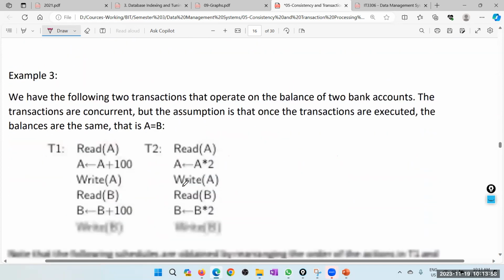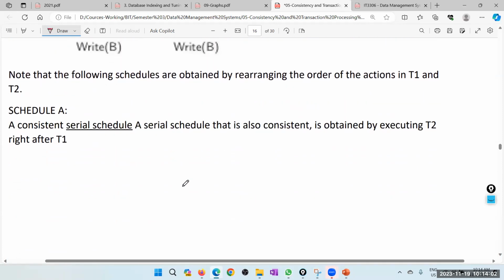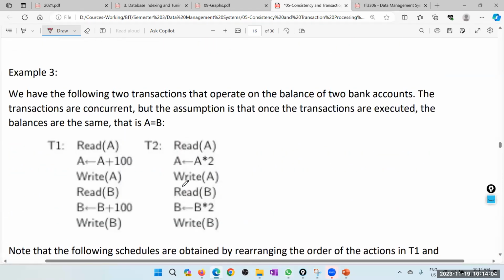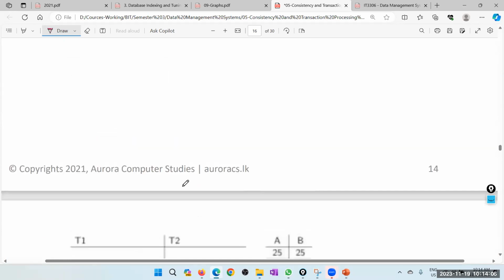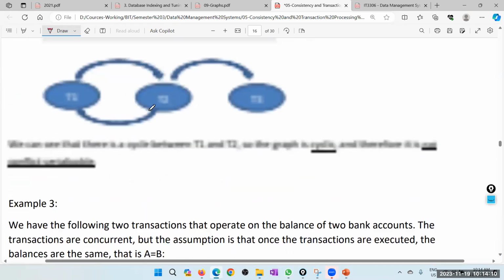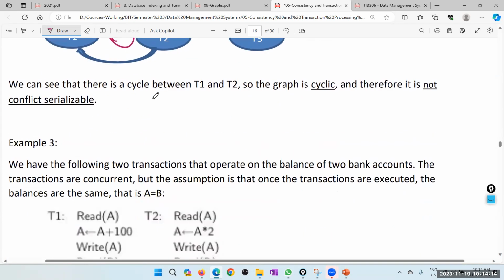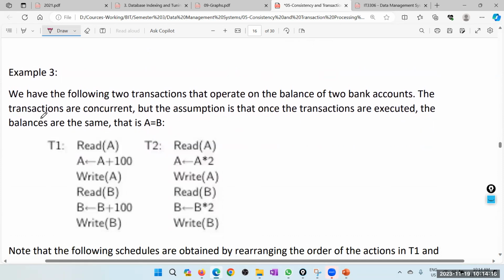Right. So do the third one. Now you should be able to do it. Do the third one. Now this one is not in this format, so you have to take it to this format and then proceed. Okay. First take it to this format.